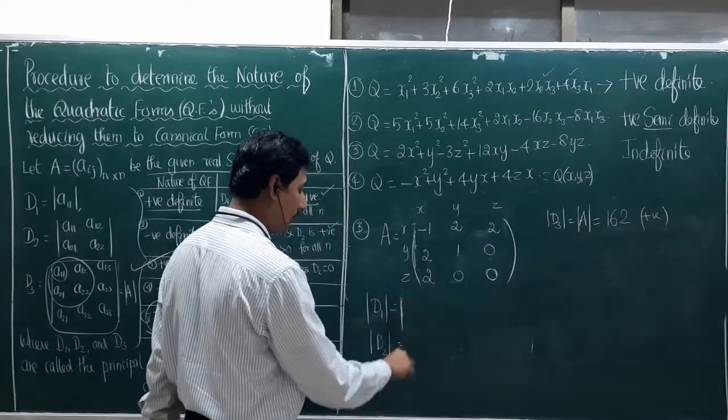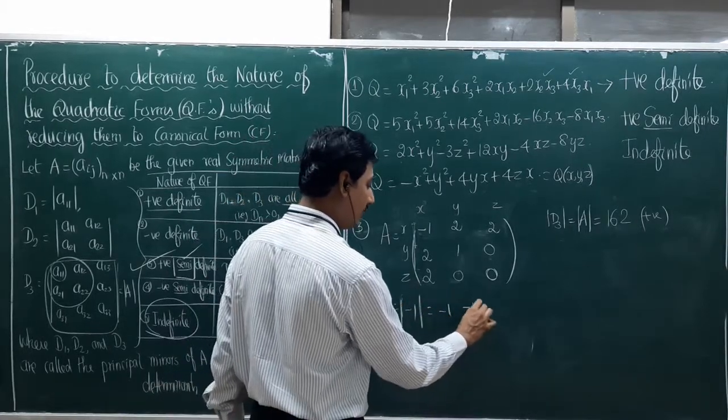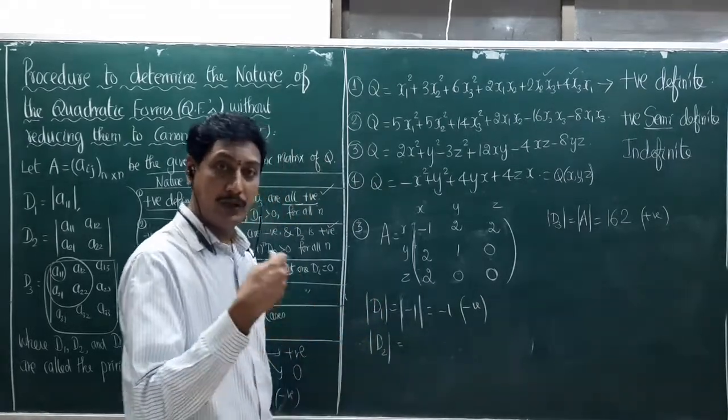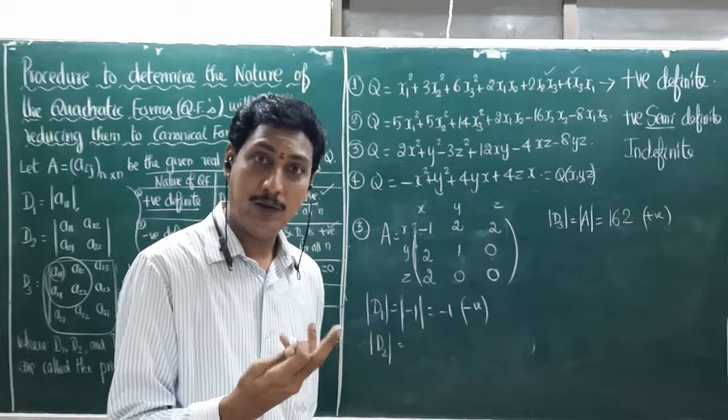Now can I find out the d1? So d1 is minus 1. Determinant of minus 1 is minus 1. So once we get negative, it may be negative definite or negative semi-definite. I can't guess the nature yet.